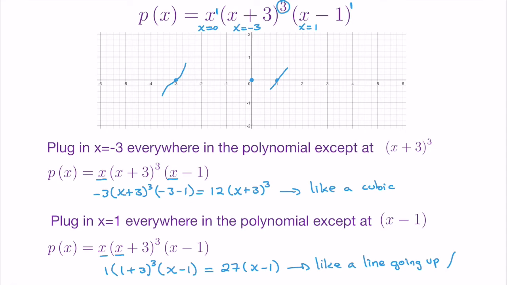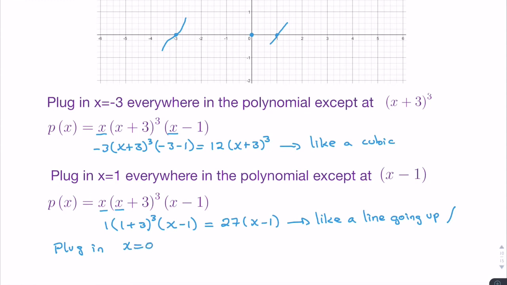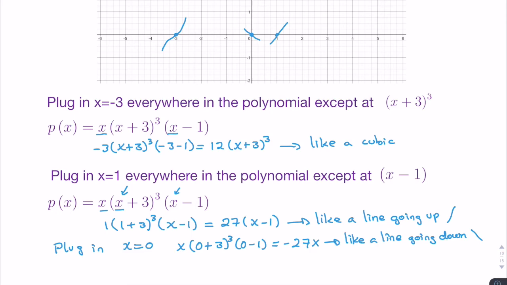And oops, it looks like I didn't write anything for x equals 0. Well, let's do it. So plug in x equals 0 to know the behavior around 0 everywhere except at x. So we're going to plug it. So we plug it here, and we get x times (0 plus 3) cubed times (0 minus 1), which is -27x. So it looks like a line going down like this.